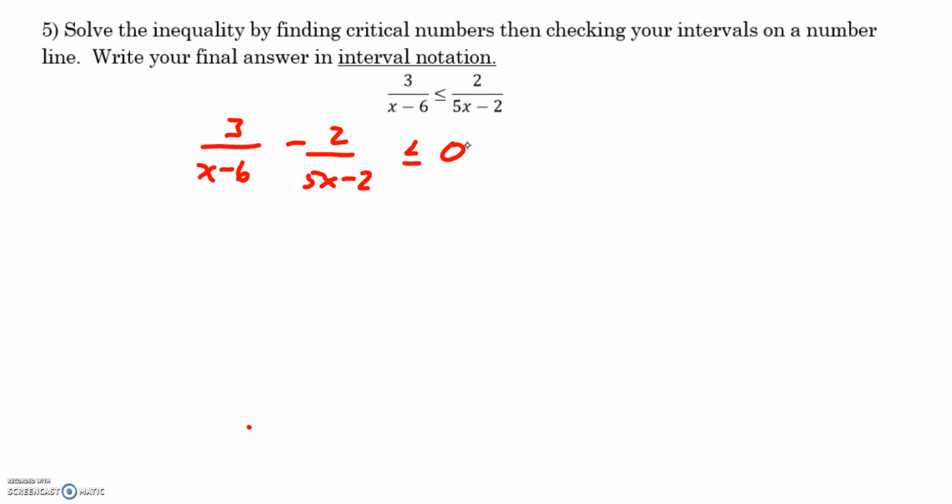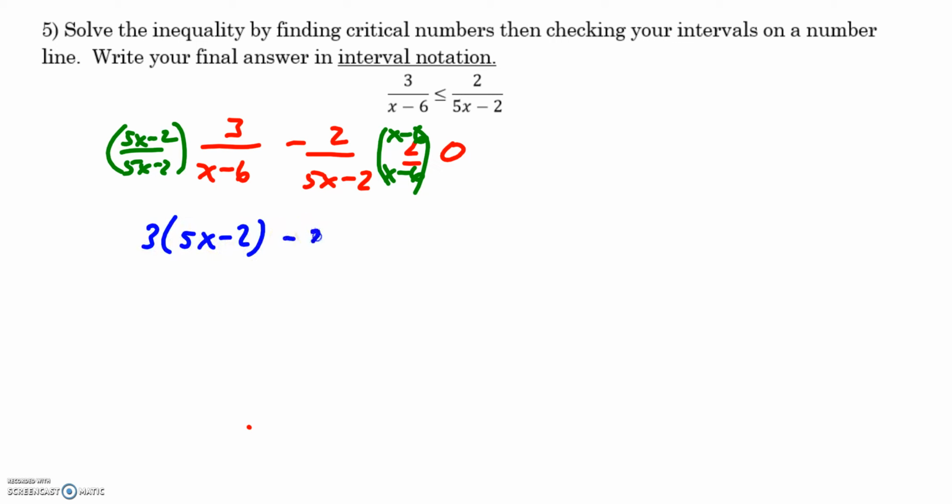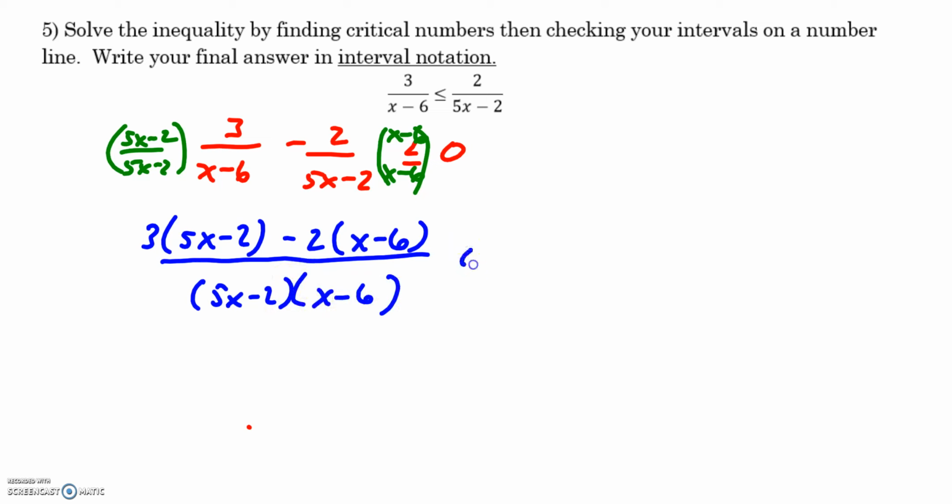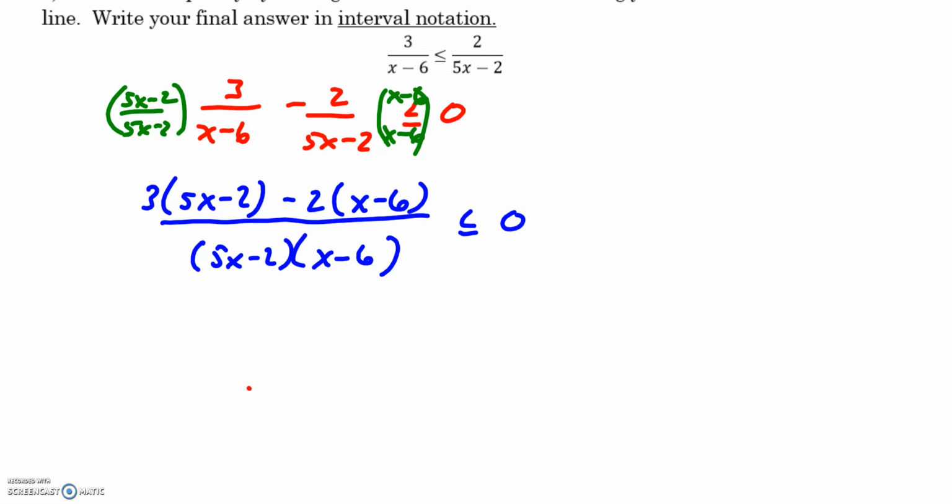And now that they're on one side of your inequality, we need a common denominator. So I need to multiply this piece by 5x minus 2, and I need to multiply this piece here by x minus 6, top and bottom. And when I do that, I would get 3 times 5x minus 2 on the top, minus 2 times x minus 6. Now I have a common denominator of the 5x minus 2 and the x minus 6, and this is still less than or equal to 0.